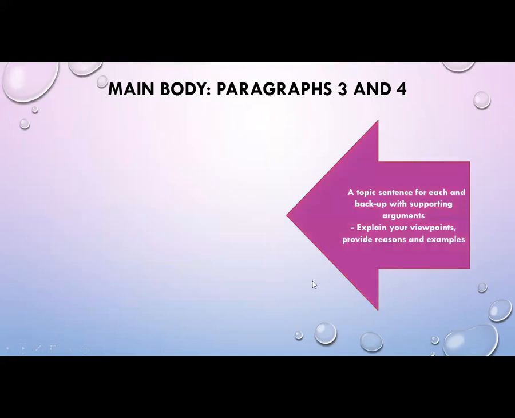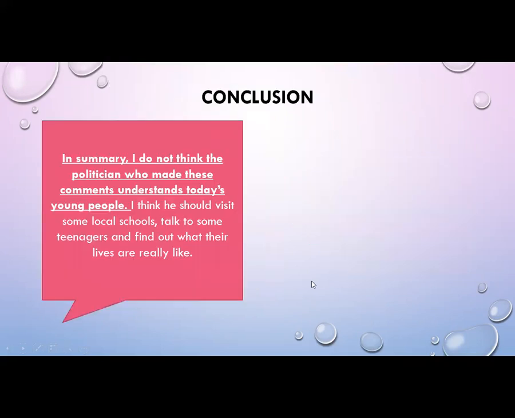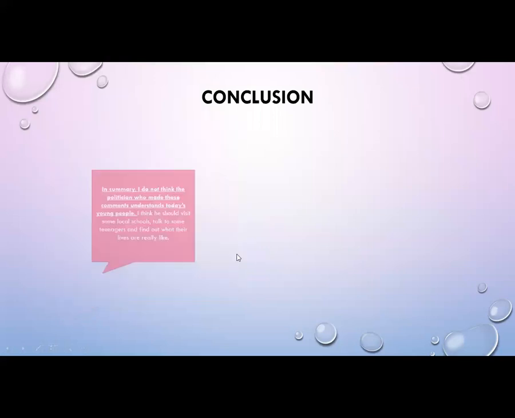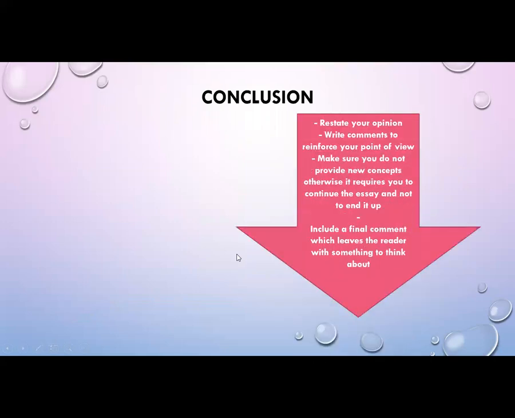And in the last paragraph, which is also the conclusion part, let's read it at first. In summary, I do not think the politician who made these comments understands today's young people. I think he should visit some local schools, talk to some teenagers, and find out what their lives are really like. What has happened in the last paragraph?